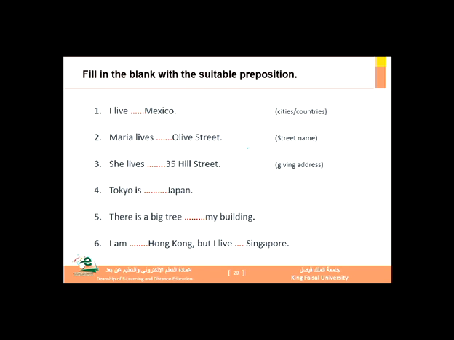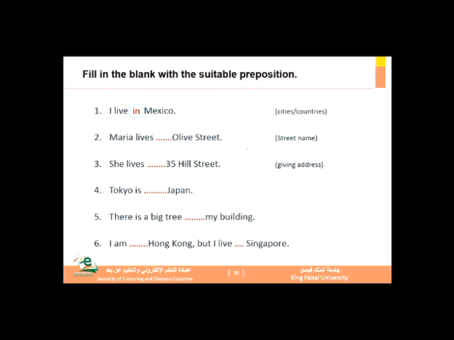Now, I live Mexico. I live, then we have the word Mexico. When we are talking about a city or a country, the correct preposition to use is in. I live in Mexico. So when the word following the preposition is a city or a country or a district, I live in Saudi Arabia. I live in Lebanon. I live in Syria. I live in Riyadh. So when you are talking about a city or a country, use the preposition in.